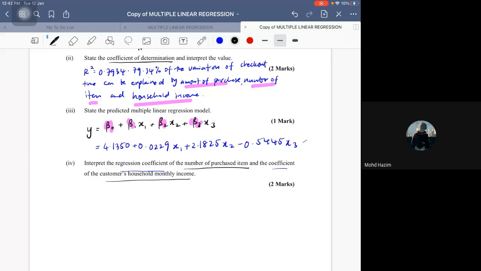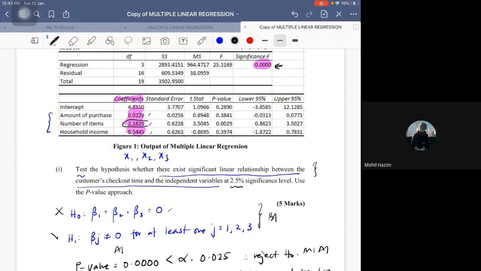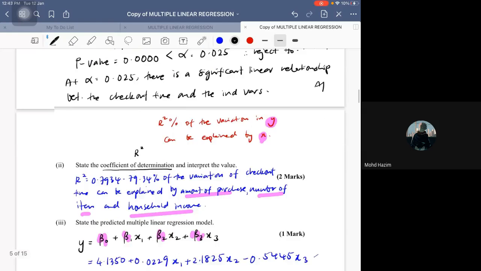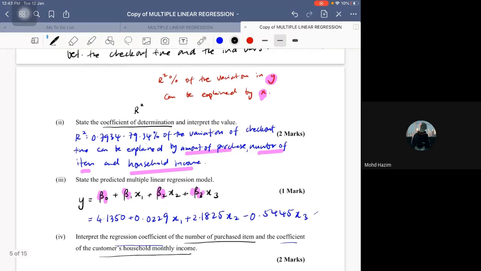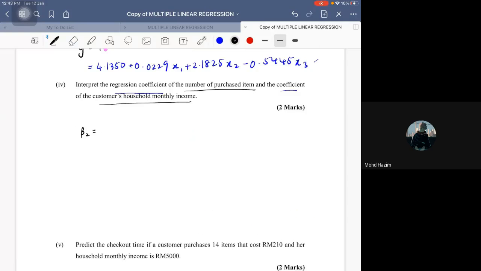Okay, let's have a look at first the number of purchase item. So the amount of number of purchase item is going to be here. The beta, so I'm going to call that beta 2. It's variable number 2. It's given by a value of 2.1825. So let me put over here that my beta 2 value is going to equal 2.1825. So it concerns the number of purchase item.